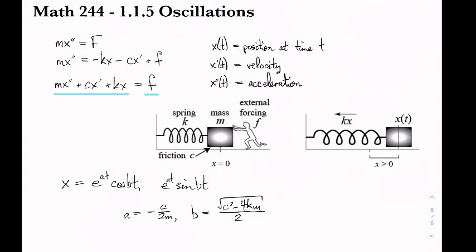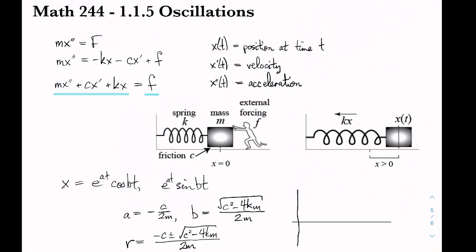If these look familiar, it's because these are the same roots that you would get trying to solve this equation as if it were a quadratic equation in x. So in other words, the roots are minus c plus or minus the square root of c squared minus 4km, over 2m. Actually, that's not r. That's going to be something about the frequency of our oscillation.